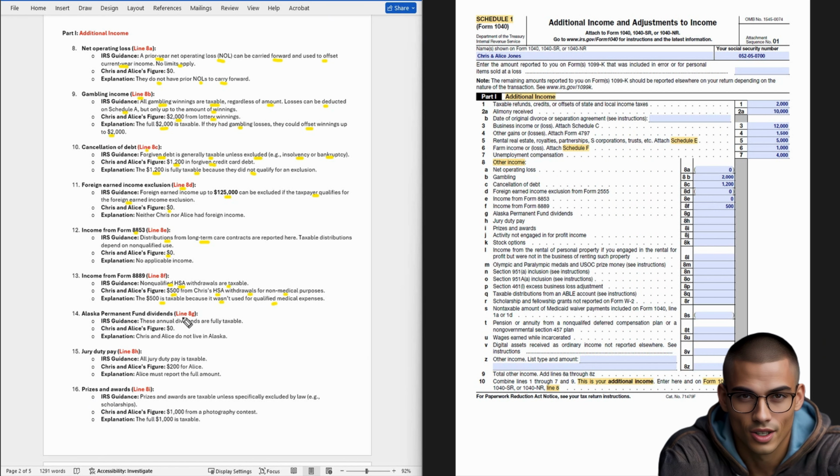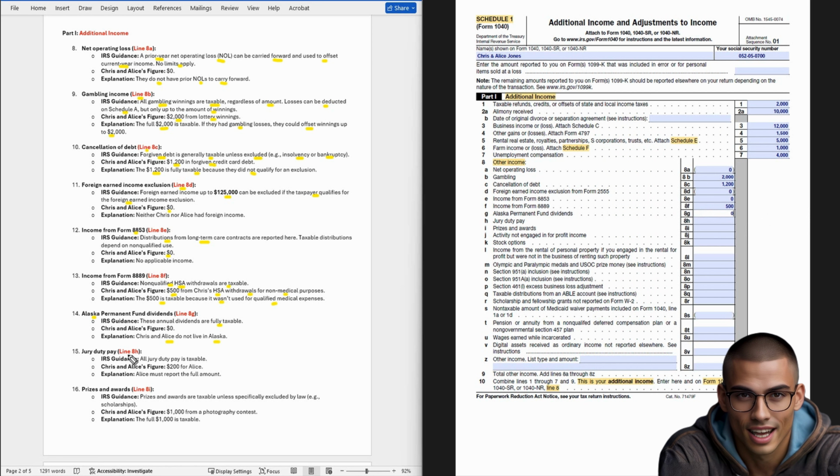Next, we have line 8G, and this is the Alaska Permanent Fund dividend, and you need to live in Alaska to get this. These dividends are fully taxable, but Chris and Alice do not live in Alaska, so they do not qualify for this. So this would be 0 for Chris and Alice.